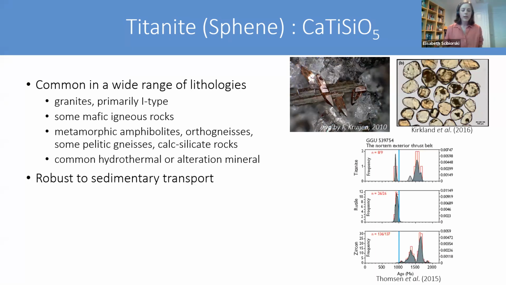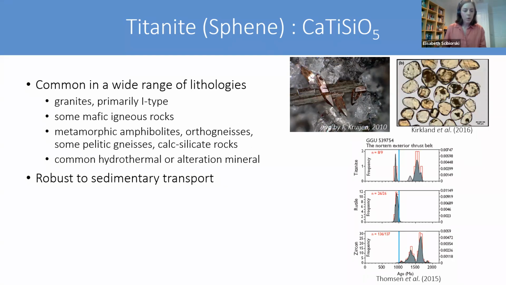As we saw earlier, titanite is also reasonably robust to weathering and to sedimentary transport. So there's a good potential for its use in detrital sedimentary settings. I showed you this example on the very first slide. And you can see here that the titanite preserves both the older and the younger components of the age signature, which are also seen in the rutile and the zircon.